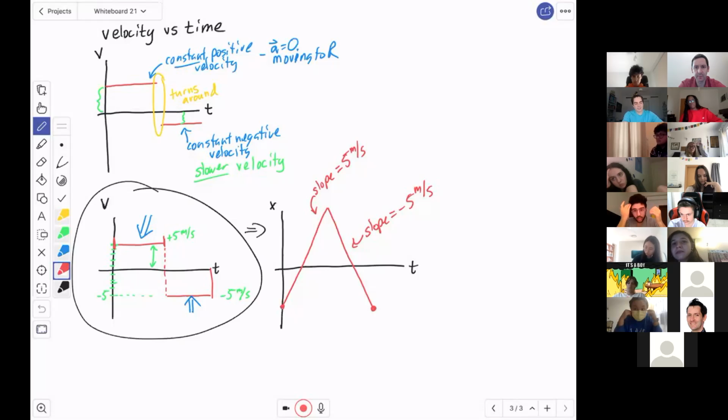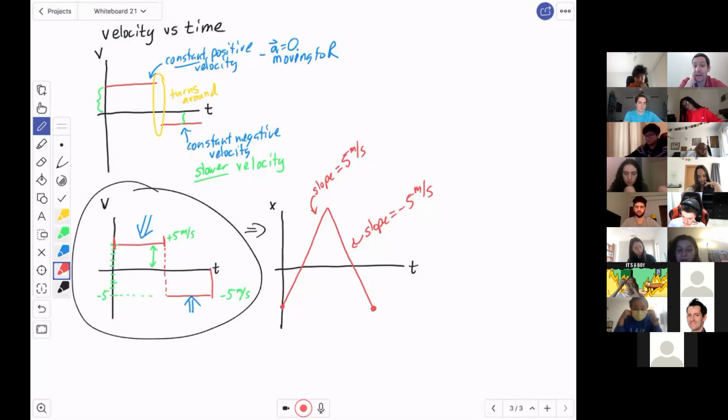How's that feel for you, Nav? Okay, I guess that makes more sense, because I confused the velocity with position. The velocity was flatlined, so I was like, is the object not moving?